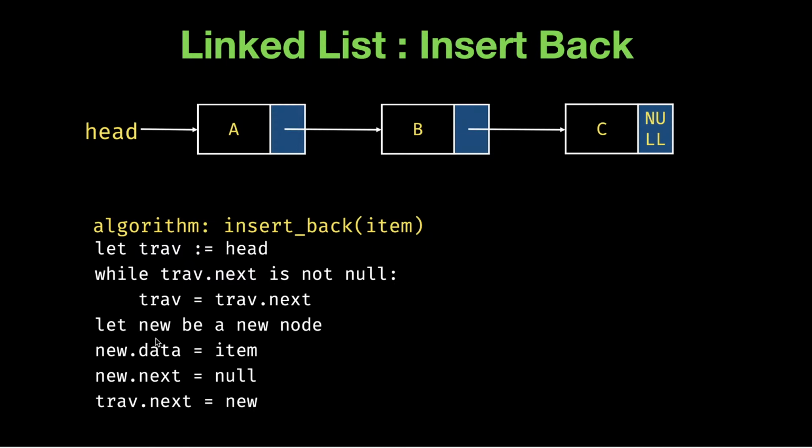Then we create a new node. Let us say the new node is called new. Then we say new.data equals item. That item is the item that needs to be inserted. new.next is null, and then we say that trav.next is new. That means the last node will have its next pointer pointed to the new node. Let us see this visually.